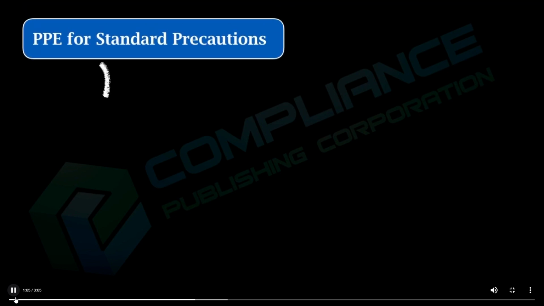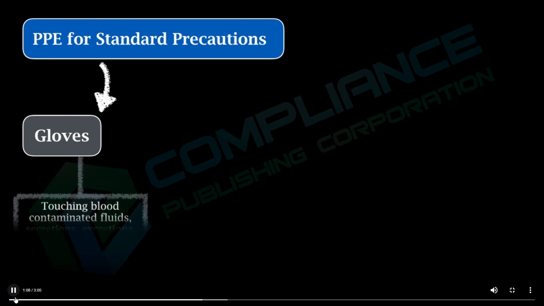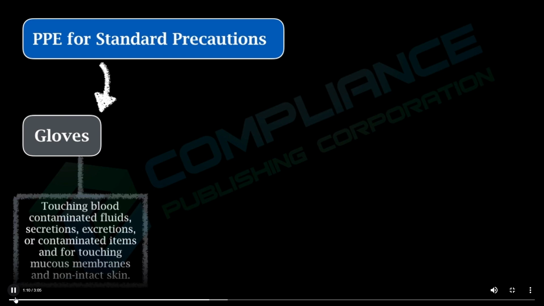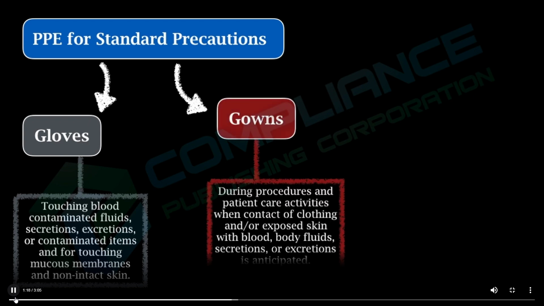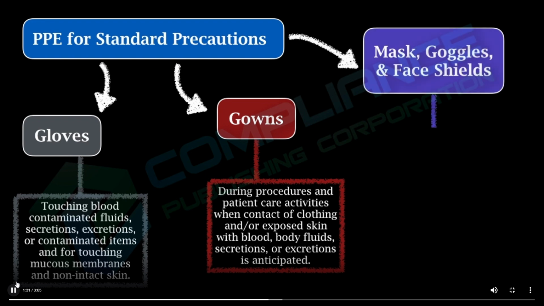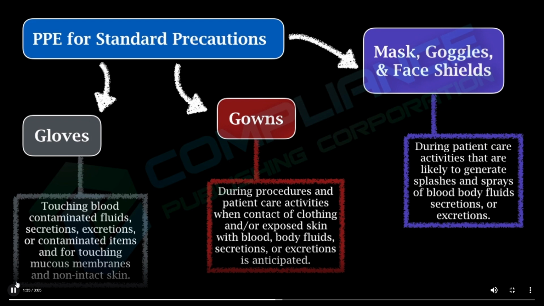Now we will describe basic PPE under standard precautions. Gloves should be used when touching blood, body fluids, secretions, excretions, or contaminated items, and for touching mucous membranes and non-intact skin. A gown should be used during procedures and patient care activities when contact of clothing and/or exposed skin with blood, body fluids, secretions, or excretions is anticipated. Masks, goggles, and face shields should be used during patient care activities that are likely to generate splashes and sprays of blood, body fluids, secretions, or excretions.